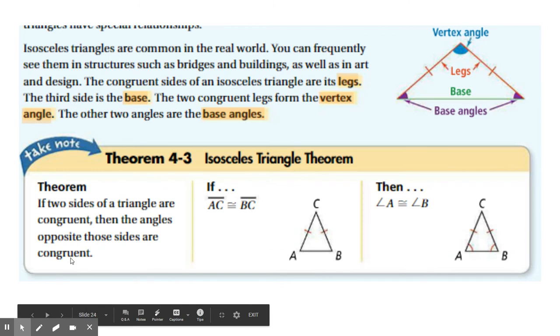And that gets us through chapter 3. So I'm going to stop this video now, and we'll pick up on chapter 4 talking about triangles.